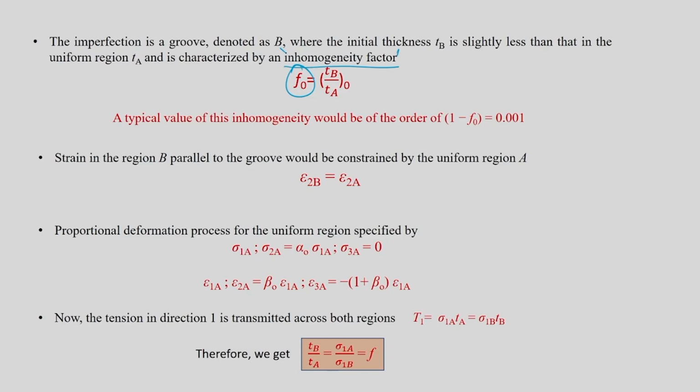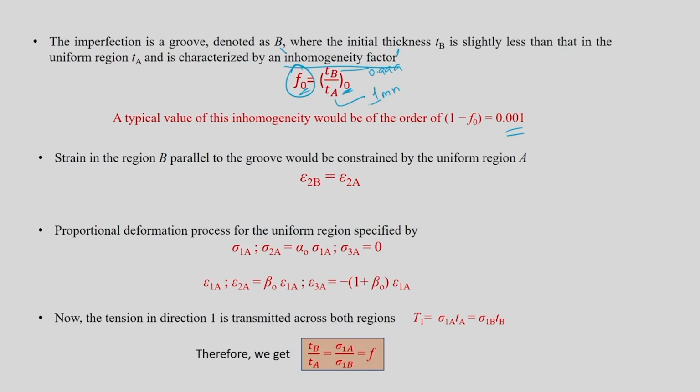TB by TA is like, for example, TA, you take it as 1 mm thick sheet, and TB would be let us say 0.9999 mm, a very small inhomogeneity you are picking up. So 1 minus F naught, F is nothing but 0.001, something like that you can imagine. I am putting F naught here for a simple reason that it is at the start of the deformation, the initial one, which means that there are chances that during the course of deformation, during necking, this F can slightly change.